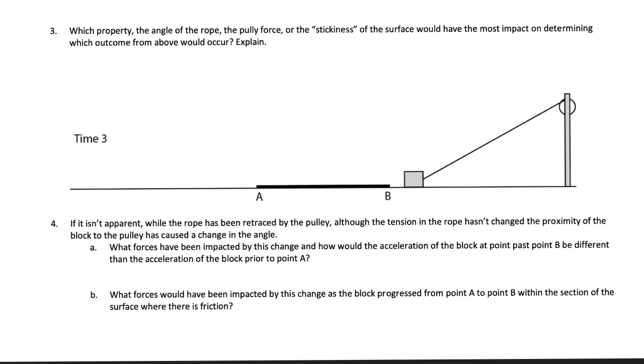Question 3. Which property, the angle of the rope, the pulley force, or the stickiness of the surface, would have the most impact on determining which outcome from above would occur, and explain? There is no right answer there. Meaning, as long as you justified your position, you would probably be okay.